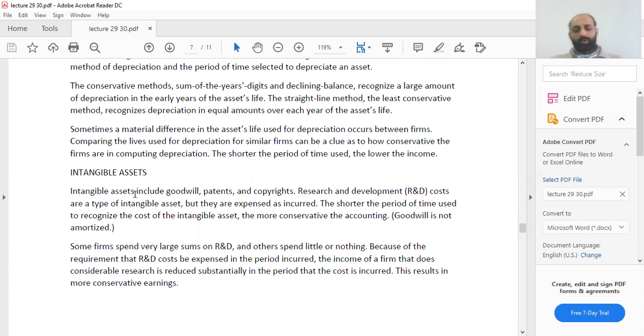Intangible assets include goodwill, patents, and copyrights. R&D costs are a type of intangible asset, but they are expensed as incurred. Your R&D, you show as an expense, not as a cost. You show it directly as an expense in your income statement. The shorter the period of time used to recognize the cost of the intangible asset, the more conservative the accounting. And you have to remember that goodwill is not amortized. The value of goodwill does not decrease; there is no depreciation or amortization with time.